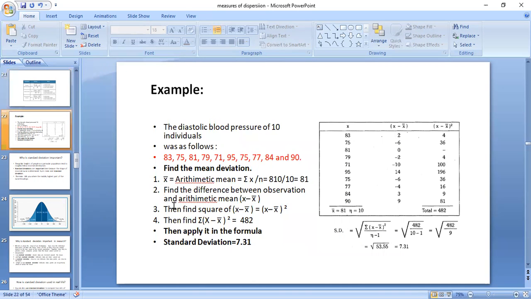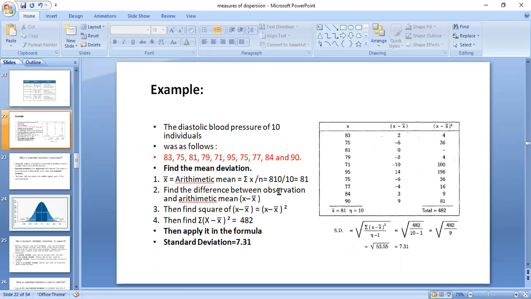Now we will try to understand it by calculating an example. Here are the diastolic blood pressures of 10 individuals, which are as follows: 83, 75, and so on, and find the standard deviation. First of all, x bar is equal to the arithmetic mean, and to find the arithmetic mean, we add all these values and divide it by the total number of observations, which comes out to be 81.